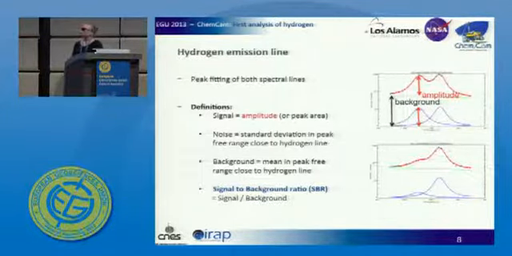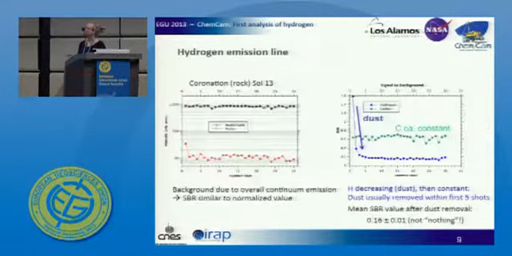Noise is a standard deviation in a peak-free range close to the hydrogen line. Background is a mean in the peak-free range close to the hydrogen. I remind you, this is due to the continuum emission. And so what I'm giving here is the signal-to-background ratio, short SBR, which is the signal divided by the background. And you can see here Coronation, the rock, as an example. The background and noise are more or less constant, with only little variation. And on the right, you can see the signal-to-background ratios.